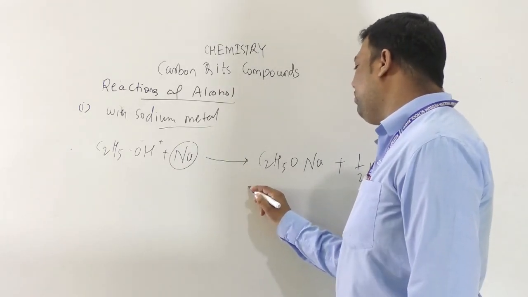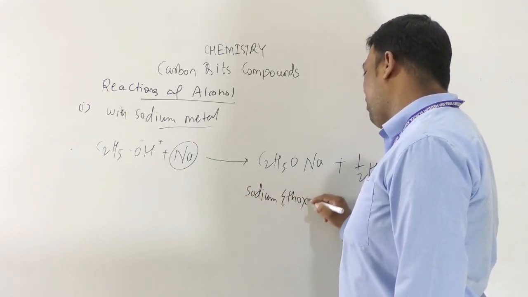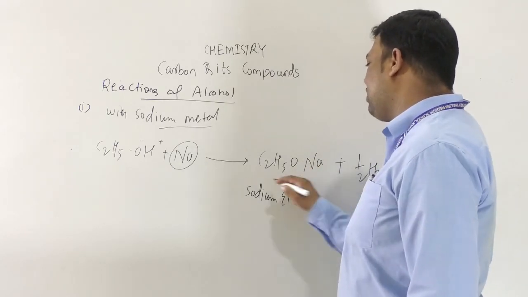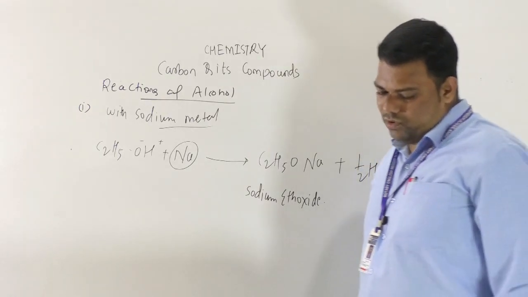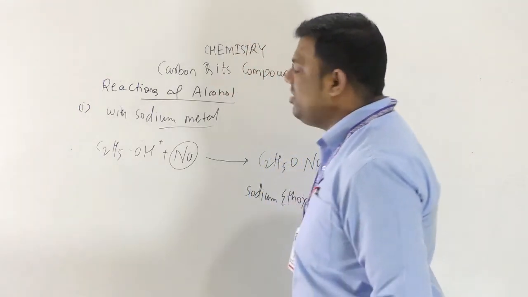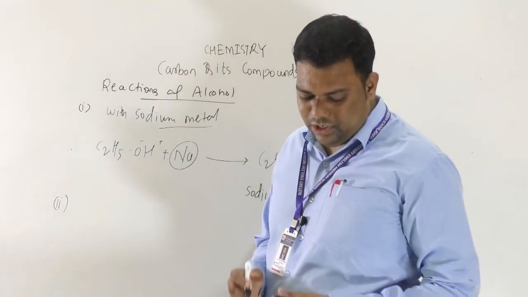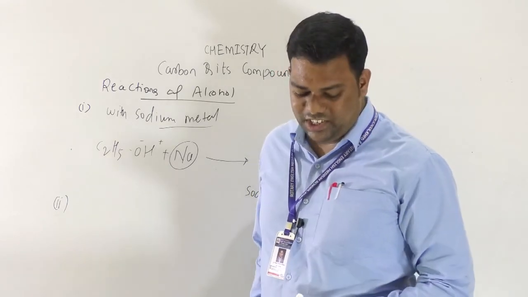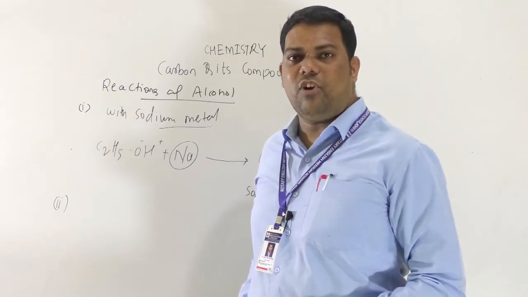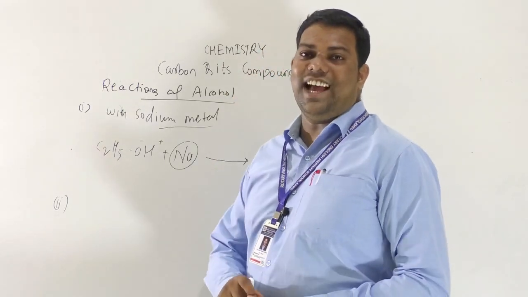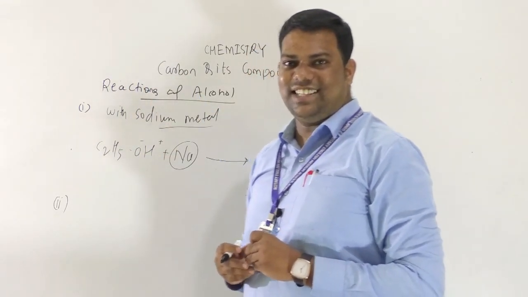So what will be the name of this? Yes, sodium ethoxide. Sodium ethoxide. Understood? So, beta, our next reaction we can write here as second: esterification. For esterification you must know that acetic acid and alcohol have to be used as reactants. What, beta? Acetic acid plus.